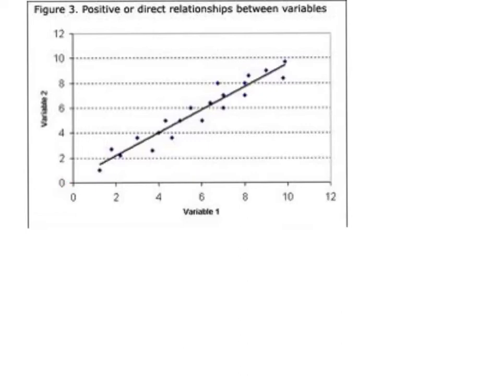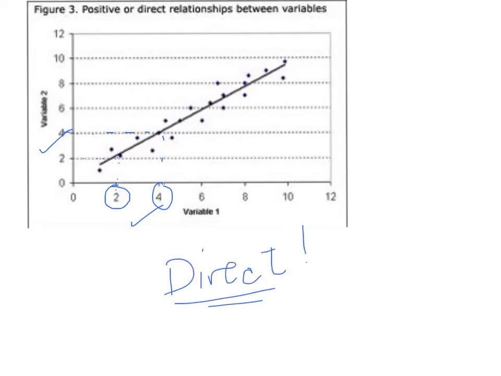The same thing is happening here as far as these variables increasing. Take a look as I go from 2 to 4. So if I go from 2 to 4 on the x-axis, what happens on the y-axis? I go from 2 to 4. So check. That is definitely a direct relationship. Whatever happened on the x is happening on the y.